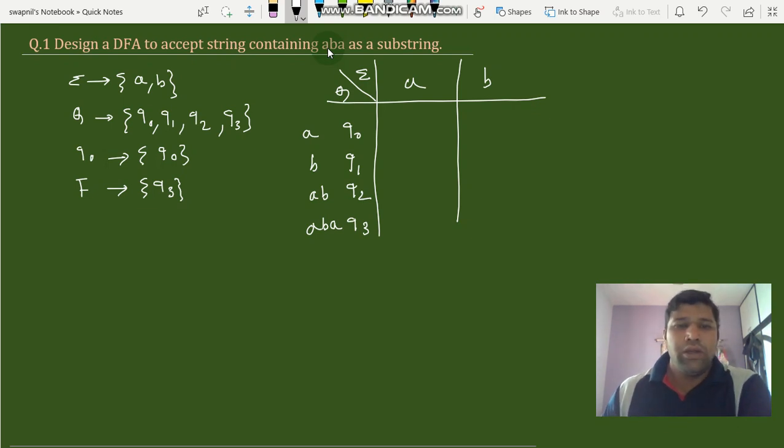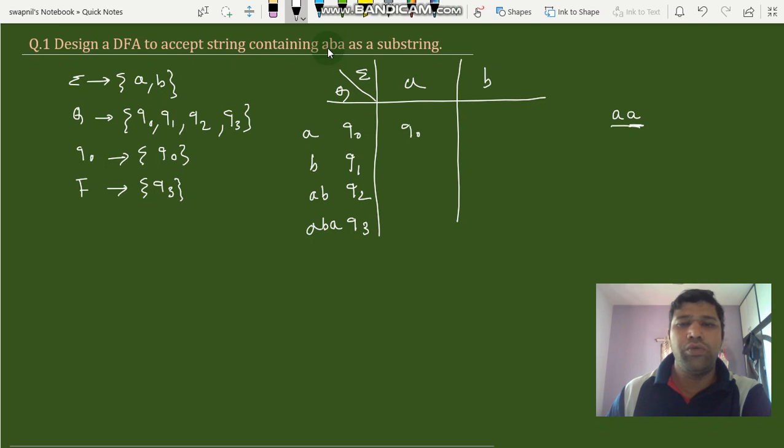Now we'll provide the inputs. I'll provide A input to Q0. Q0 with A generates the string AA. I'll check from the last position. For A we have a state, that is Q0. For AA we do not have a state, so we'll settle on the previously matching state, which is Q0.